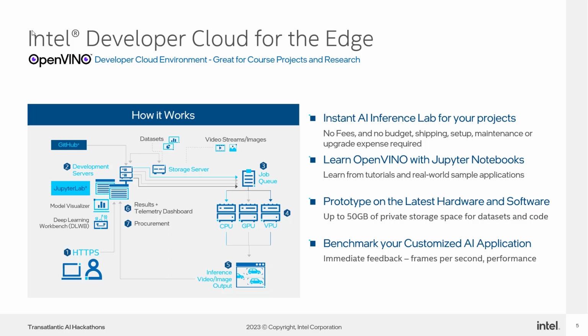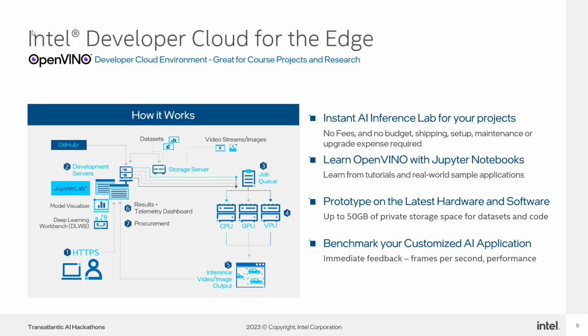You can learn OpenVINO Jupyter Notebooks from tutorials and real-world sample applications. You can prototype on this latest hardware and software, and you get up to 50 gigabytes of private storage space for your data sets and your code. And you can also benchmark your customized AI applications with immediate feedback on frames per second performance.